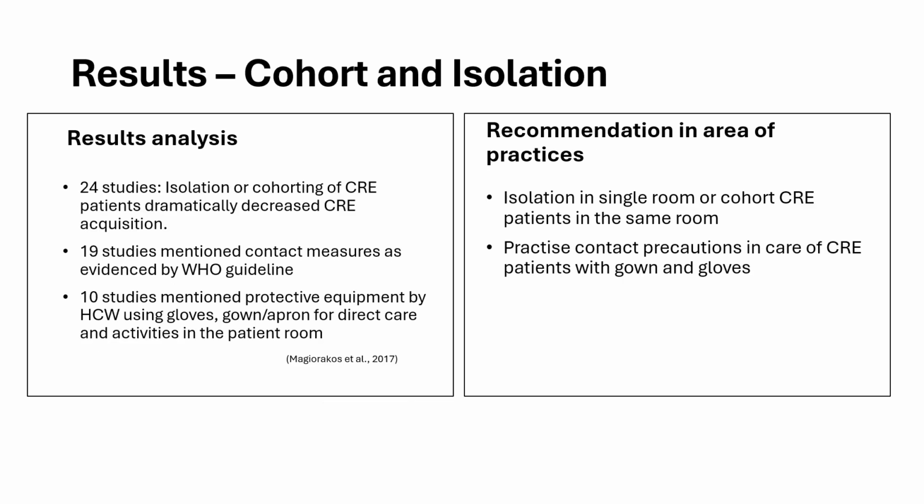For cohort and isolation, in 24 studies, isolation or cohorting of CRE patients dramatically decreased CRE acquisition. 19 studies mentioned contact measures as evidenced by WHO guidelines to manage CRE spread. 10 studies mentioned protective equipment, where healthcare workers use gloves, gowns, or aprons for direct care or activities in the patient room, which also controls the CRE spread.